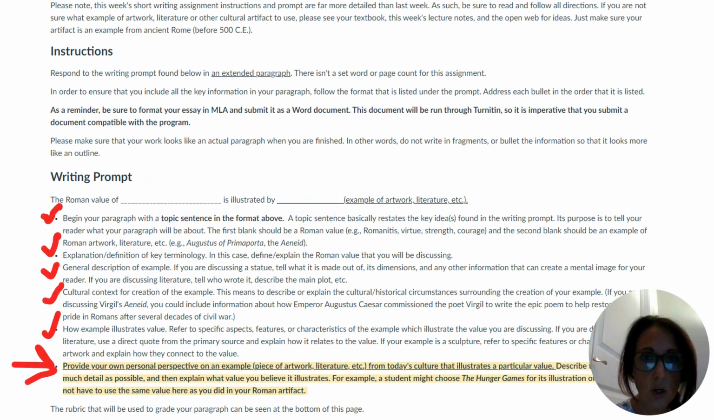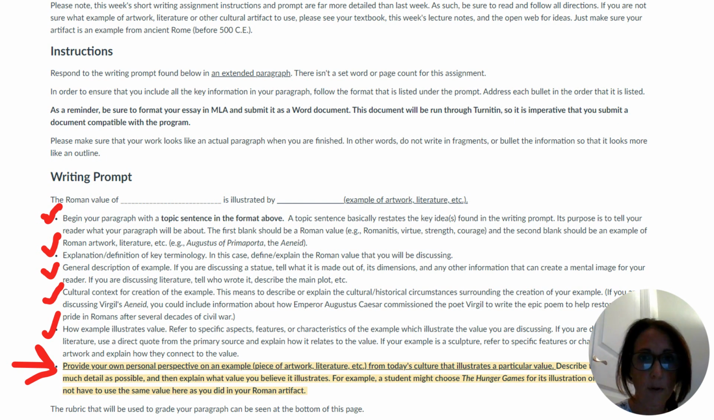All right, so once you have your topic sentence in place, the next thing you're going to want to do is to start working through the bullets. So read the directions in the bullet and then answer in your paragraph in order in about 1, 2, or 3 sentences for each bullet. As you work your way down, you're going to see that there is a bullet highlighted in yellow. The reason it's highlighted in yellow is because this is the most important part of this assignment.